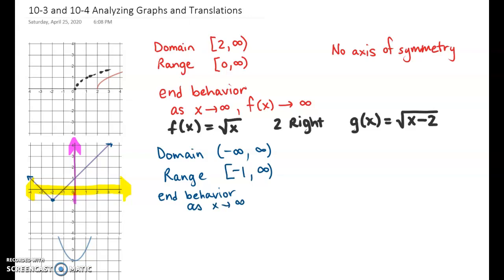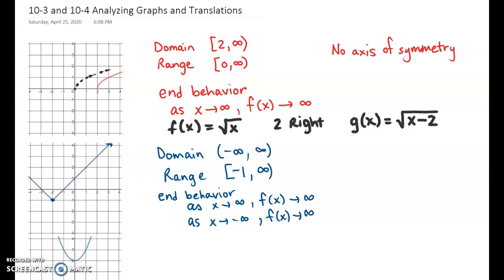This graph is pointing up to the sky as x goes to infinity, so f of x approaches infinity as x goes to infinity. So the right-hand end behavior is positive infinity, and then the left-hand end behavior as x goes to negative infinity, so this end, that arrow is pointing up, so our function also goes to infinity.